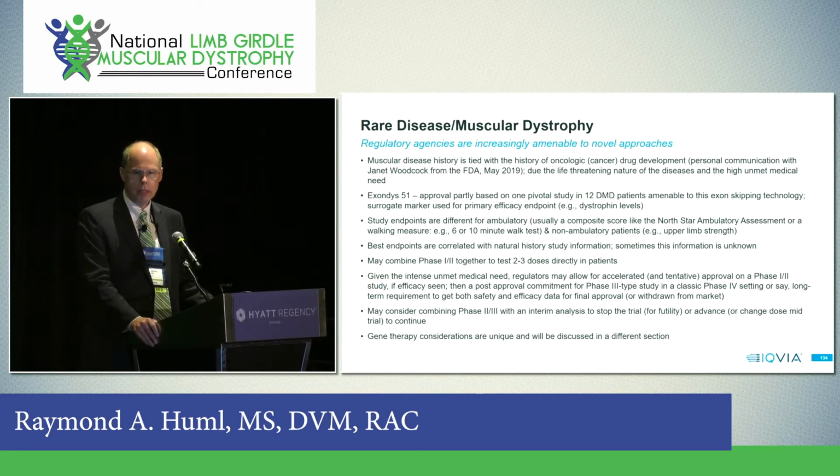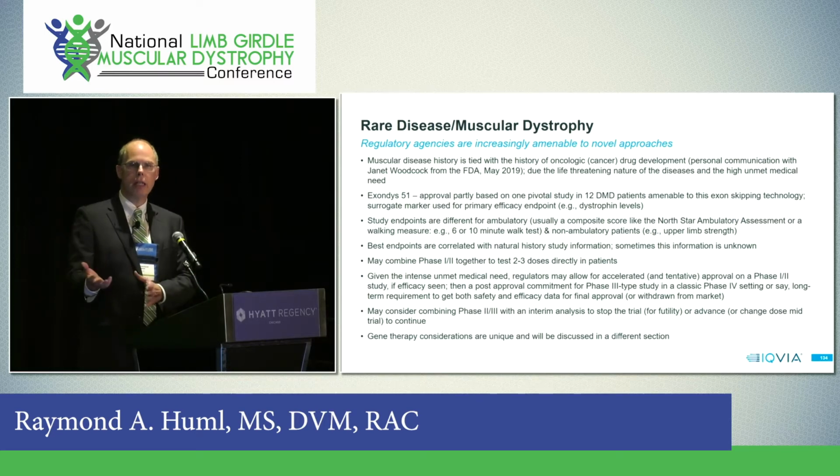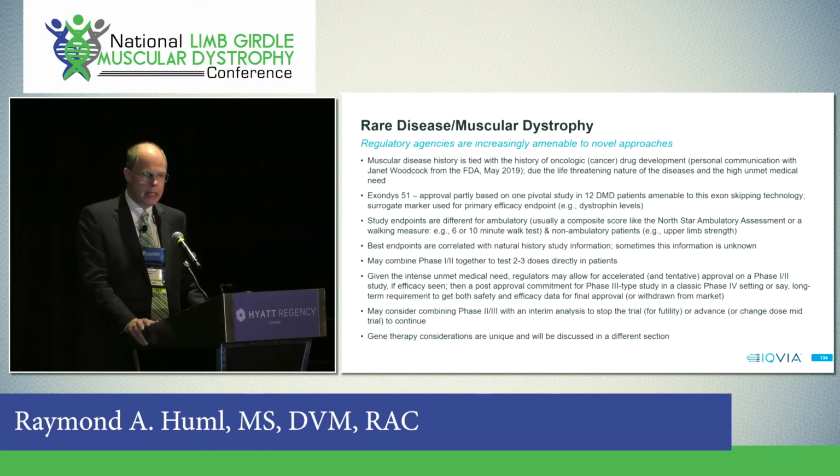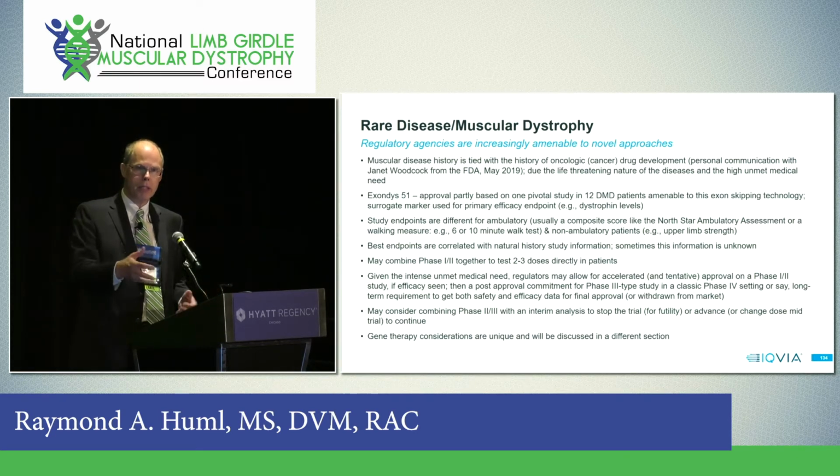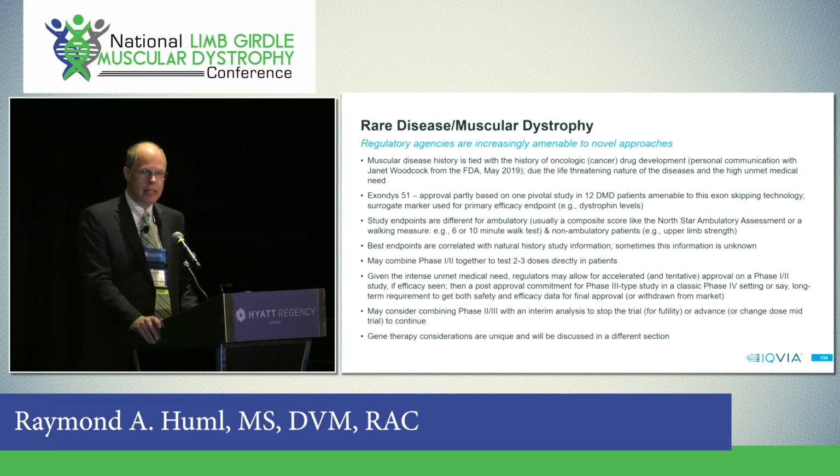And sometimes, because this is such an important set of diseases, you may actually combine phase 1 and 2 together to test a couple of doses directly in patients. So kind of skip going through all the healthy volunteers, and just go into patients. And given the intense unmet medical need, regulators may allow for accelerated approvals, so things may go faster than they normally would, maybe just on a phase 1 or 2 study. So you could actually get it approved on just early clinical data, not doing those phase 3 studies that we just talked about that are typically required. If there is efficacy seen, you may be asked to do a post-approval commitment, like that phase 3 study, but do that after it's approved.